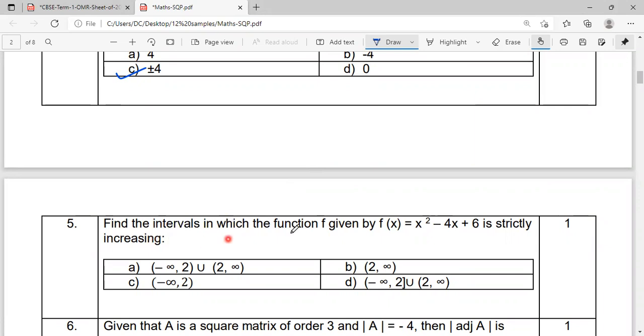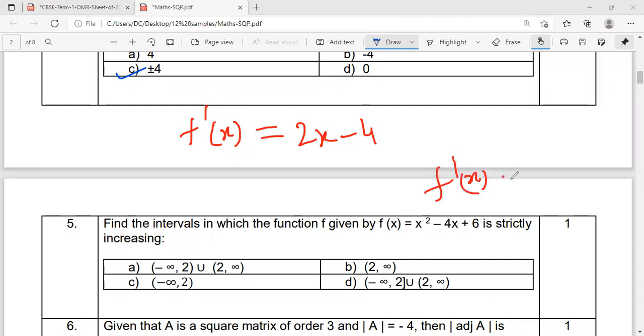Now let's see the interval for which this function is strictly increasing. For increasing and decreasing, whenever the function comes, first of all, differentiate it. And you see the differentiation of this function is 2x minus 4. Now replace f dash x. Put f dash x equal to 0. So that will give you 2x minus 4 is 0. That means x is 4 by 2, which is 2. So x is 2.